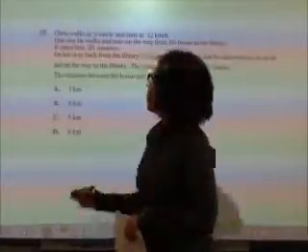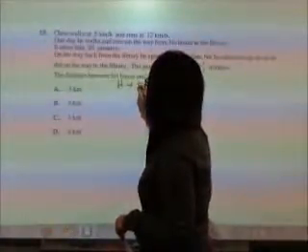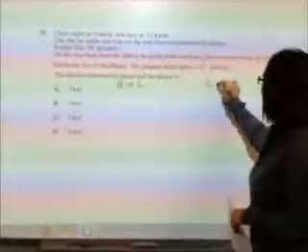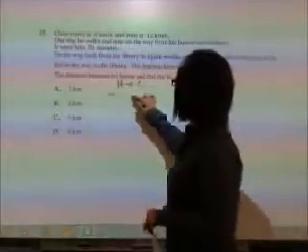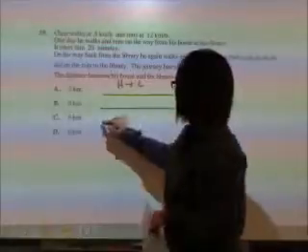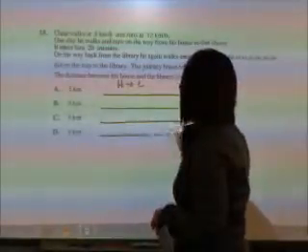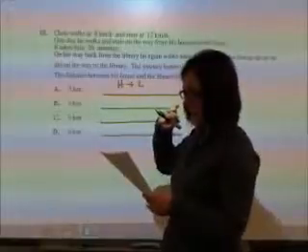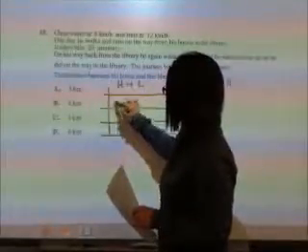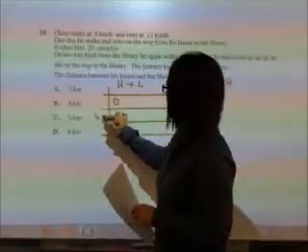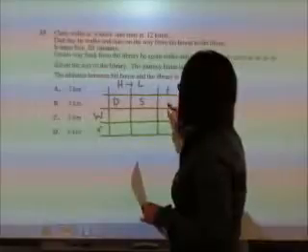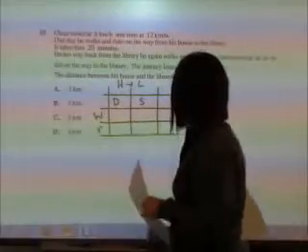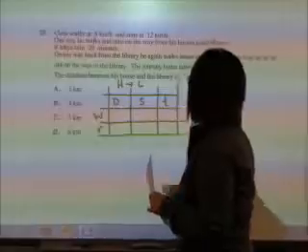So, we have from his house to the library, and then we have from the library to his house. We have two different things going on. And this is a distance, speed, and time thing again. So we have distance, and this is walking and running, his speed, and his time.